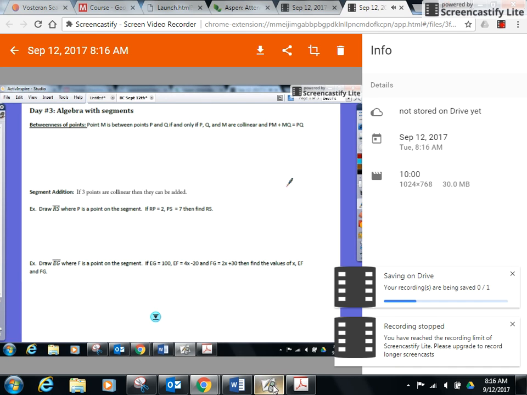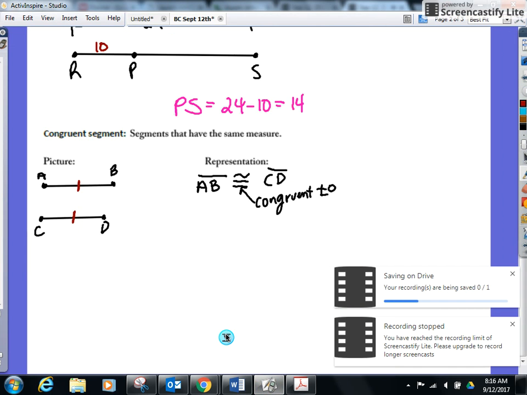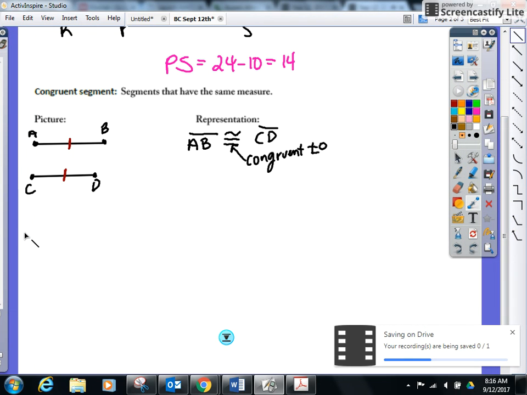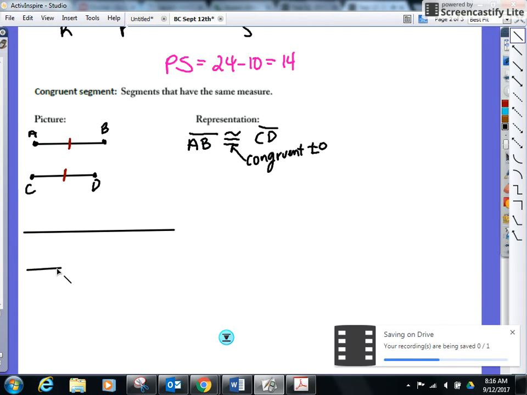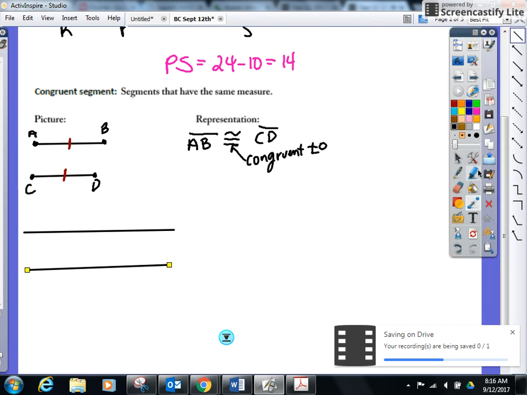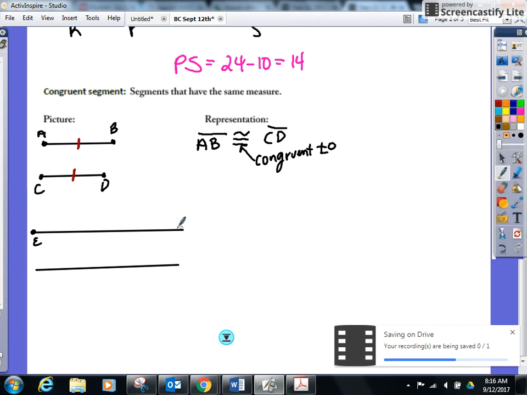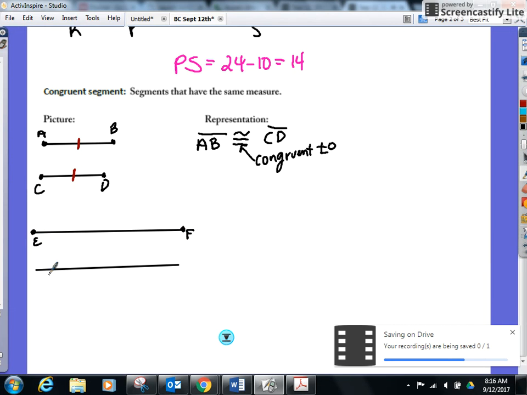Meaning, let me show you. I'll write it up here. What if I had another pair of segments up there? And I'll call these EF and YZ. Obviously not congruent to the first two I had.